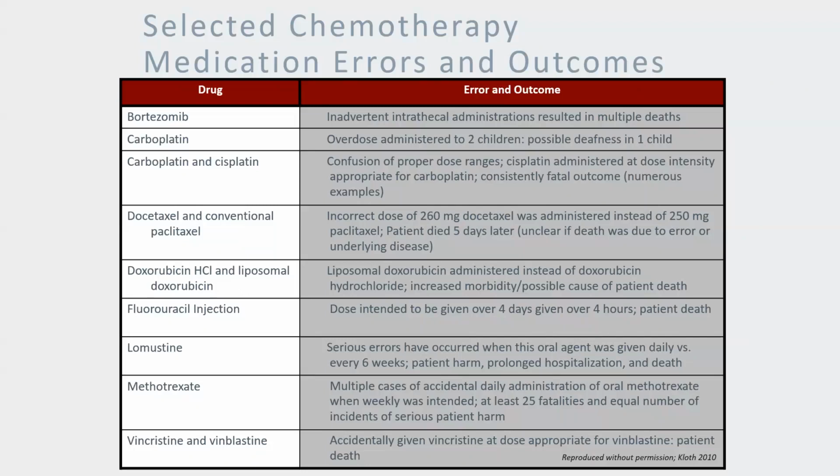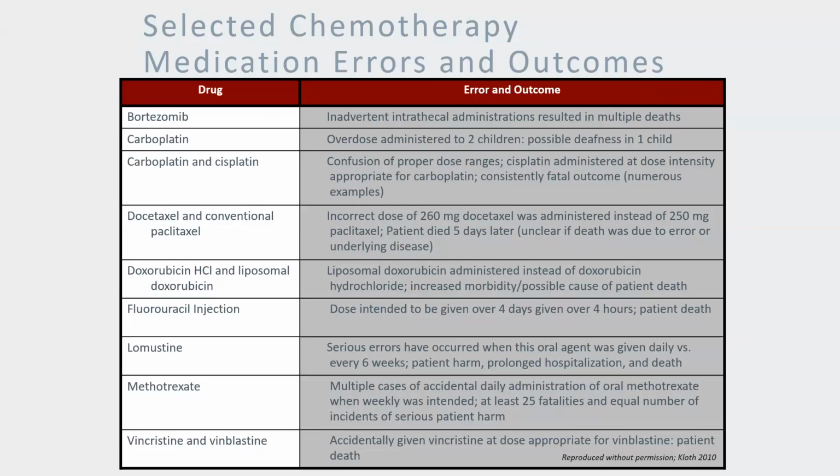The dosing for doxorubicin and liposomal doxorubicin continues to be confused. Fluorouracil injection, a dose intended to be given over 4 days, was given over 4 hours, causing patient death. Lomustine continues to be a problem. It's an old oral chemotherapy agent, but serious errors have occurred when this oral agent was given daily versus every 6 weeks, as it's intended to be given, causing patient harm, prolonged hospitalization, and death.